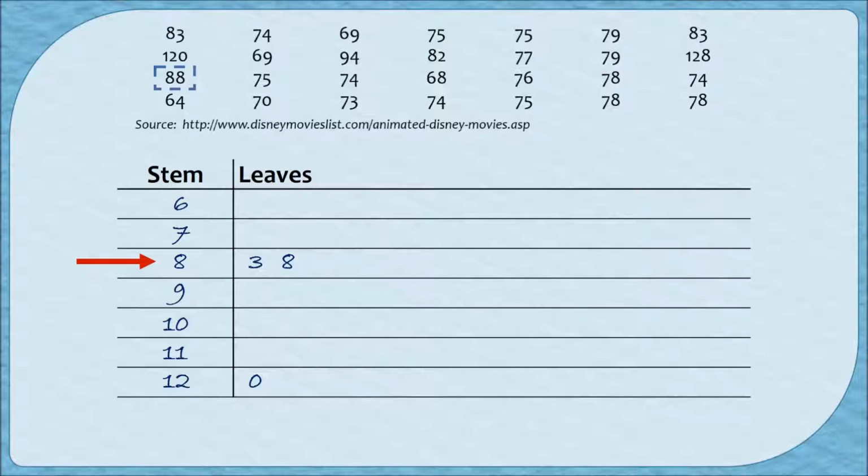Now notice that I didn't put a comma or any sort of separating mark between the 3 and the 8. Traditionally, in a stem and leaf plot, you don't put any symbol between the leaves. So we're going to just skip a little bit of space and continue to write our leaves out. Let's do one more together. The fourth value in our data set is a 64. So I go to where the stem is a 6, and I will write a leaf of 4. And that's how we're going to continue to put the values into our stem and leaf plot.